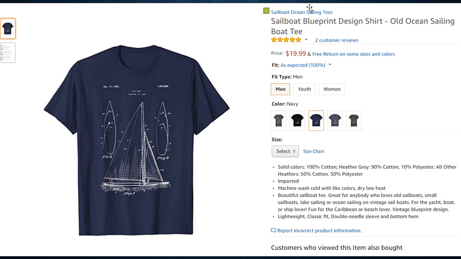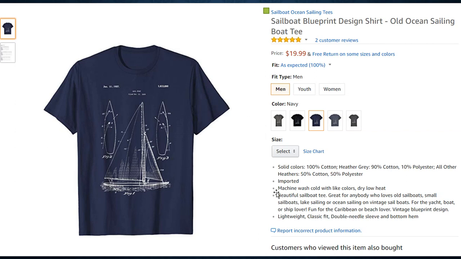So they've included all that in the company name. They go further. So now they're repeating some of this stuff in the title: Sailboat Blueprint Design Shirt. And then they go further to say, Old Ocean Sailing Boat Tee. So there's a lot of combinations with similar words or combinations of the same word.